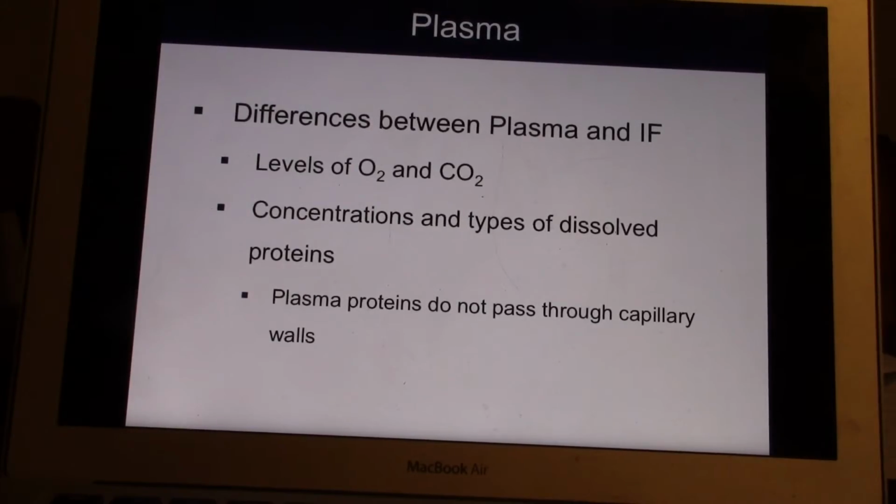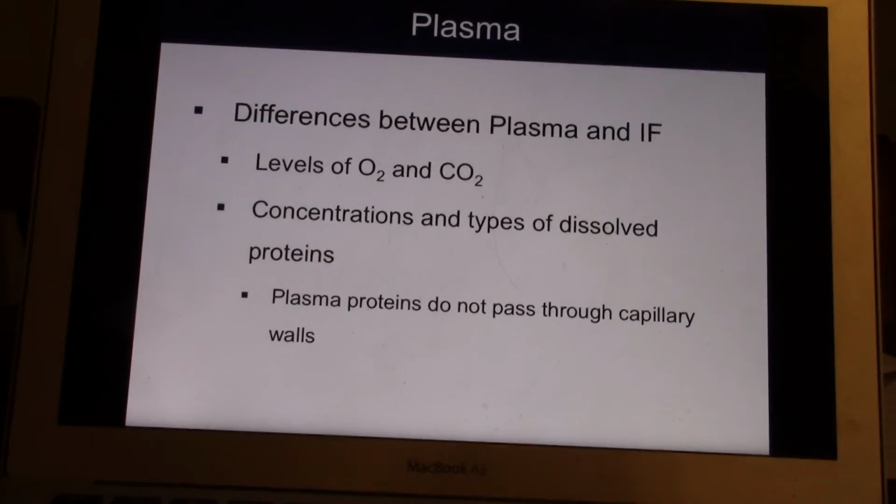The difference between plasma and interstitial fluid is basically the level of oxygen and carbon dioxide. Obviously, arterial blood coming straight from the lungs is very high in oxygen, and blood that's going back to the lungs is high in carbon dioxide, which is the waste product that we need to breathe out.